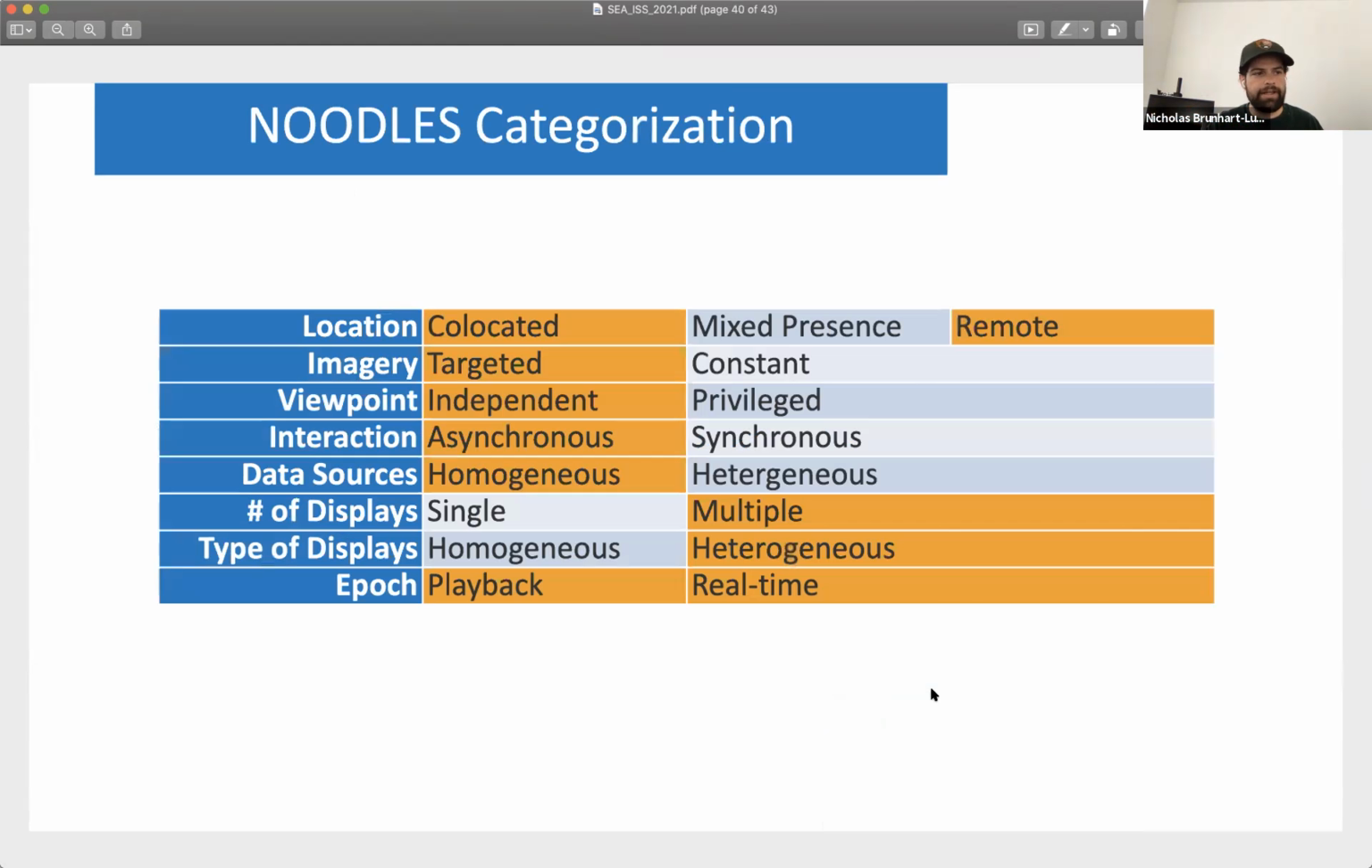And we're targeting that Noodles will cover a bit more base cases, providing asynchronous interaction, and it should also permit playback so that people can record and share its sessions.